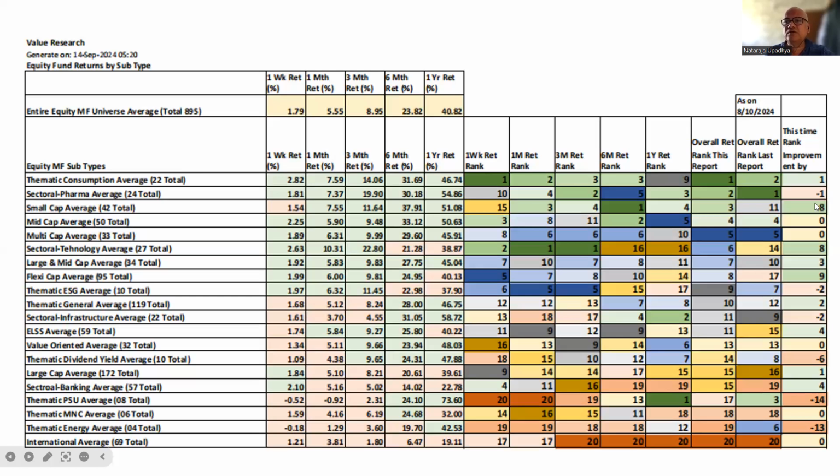and good gain in the ranking is by small cap funds, gained by 8 points, technology funds gained by 8 points, and flexi-cap funds gained by 9 points is what we can see. So, this is how we can see how the markets have changed in mutual funds since last report, which was August 10th, 2024. So this is the summary for you.